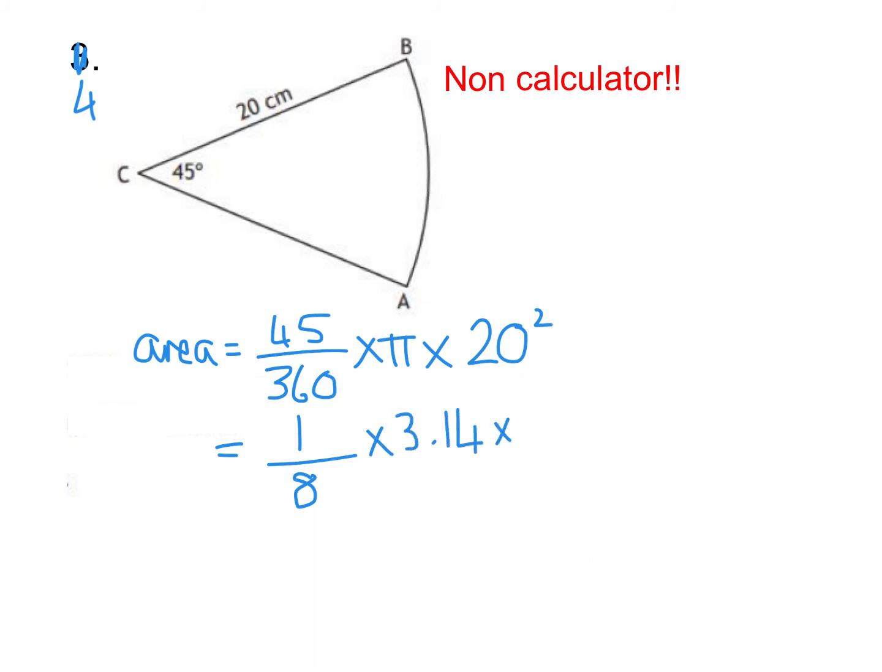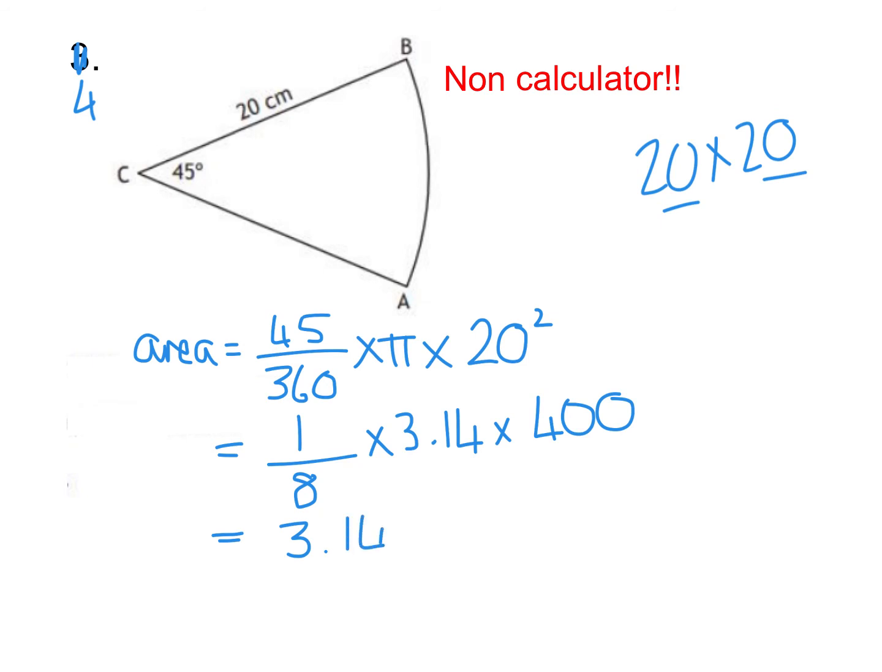And 20 squared is 20 times 20. If you need to, go to the side and do the good old trick. 2 times 2 is 4, 2 zeros in the question, so it's 400. You should be able to do that mentally. And again, the fraction and the 400 can simplify. 1/8 of 400 is 50.